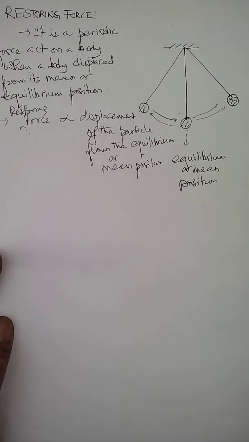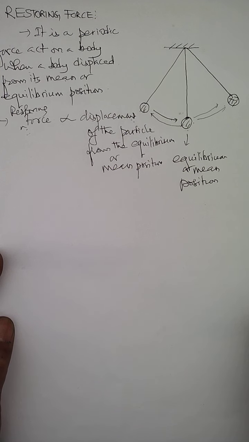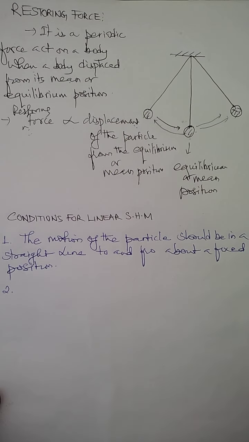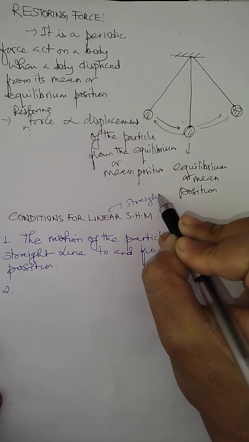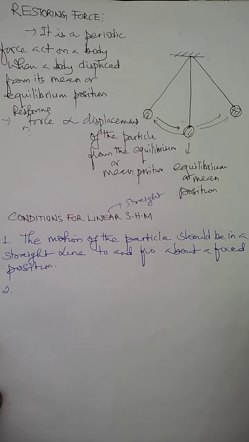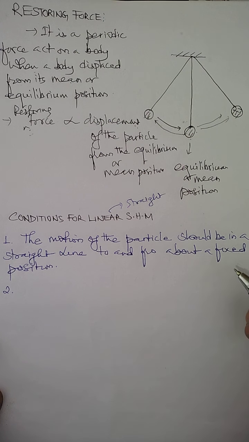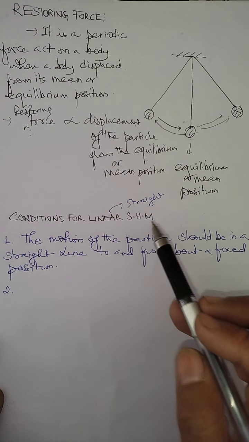Now we go to the next topic, called condition of simple harmonic motion. But this condition we express for linear simple harmonic motion. There are certain conditions, or characteristics, that we can use for linear simple harmonic motion. The word linear means straight. So when a simple harmonic motion occurs by the particle in a straight path, a straight line, such a type of simple harmonic motion is called linear simple harmonic motion.